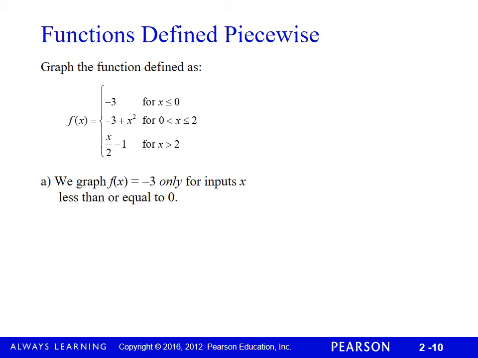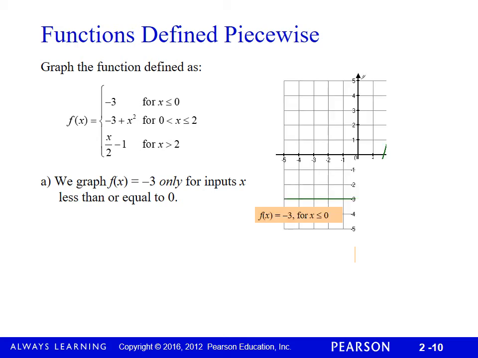All right. So we graph f of x equals negative 3 only for inputs x less than or equal to 0. Okay, this is a constant. So we're only graphing from x equals 0, which is the y-axis, to the left. And hopefully you can see that there's a green line at f of x equals negative 3, and it goes from negative infinity all the way up to 0.